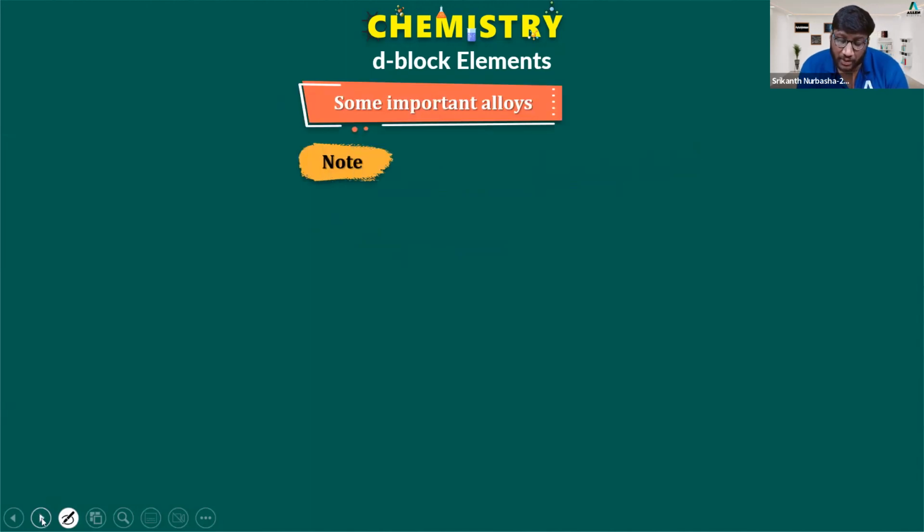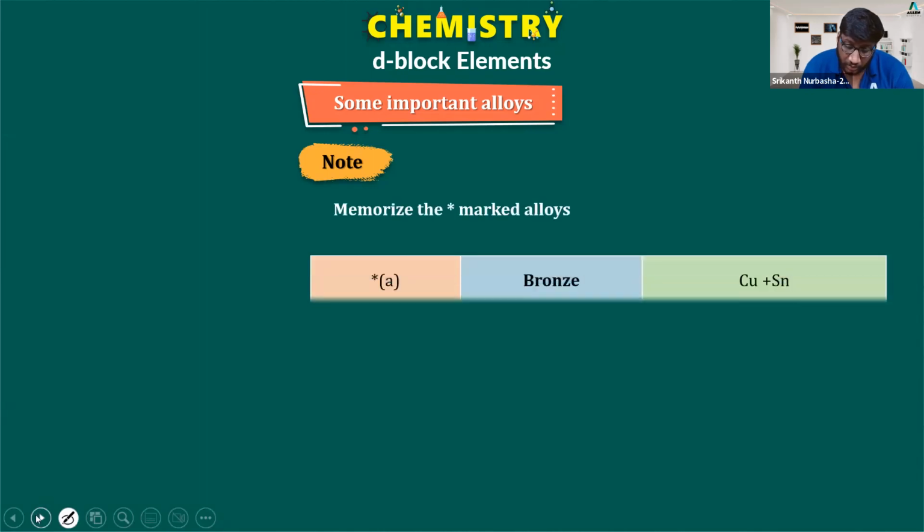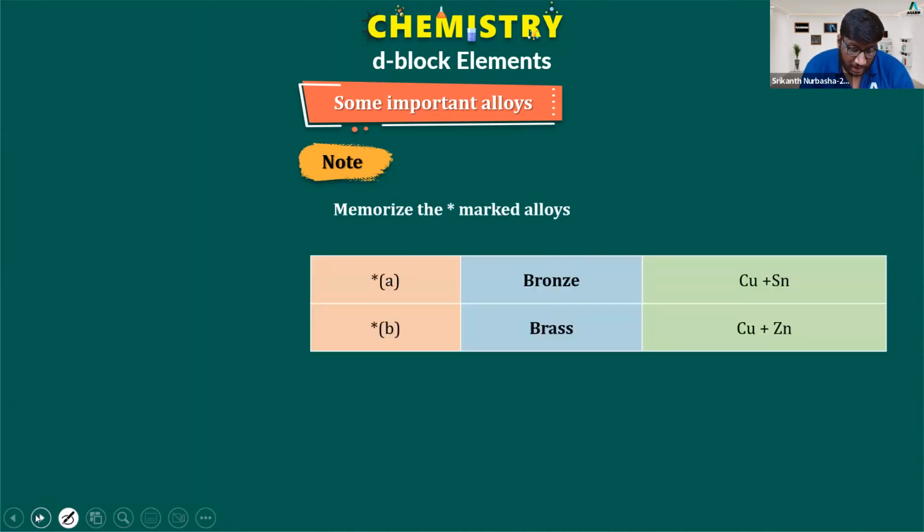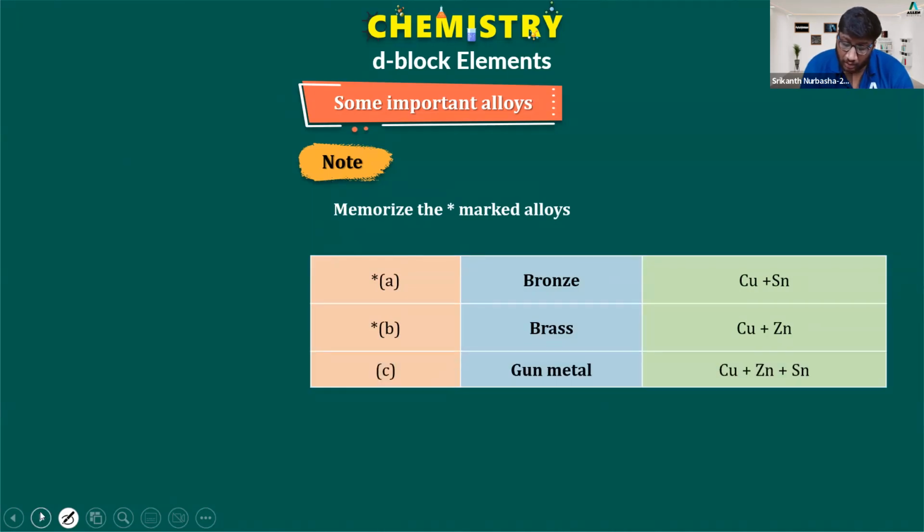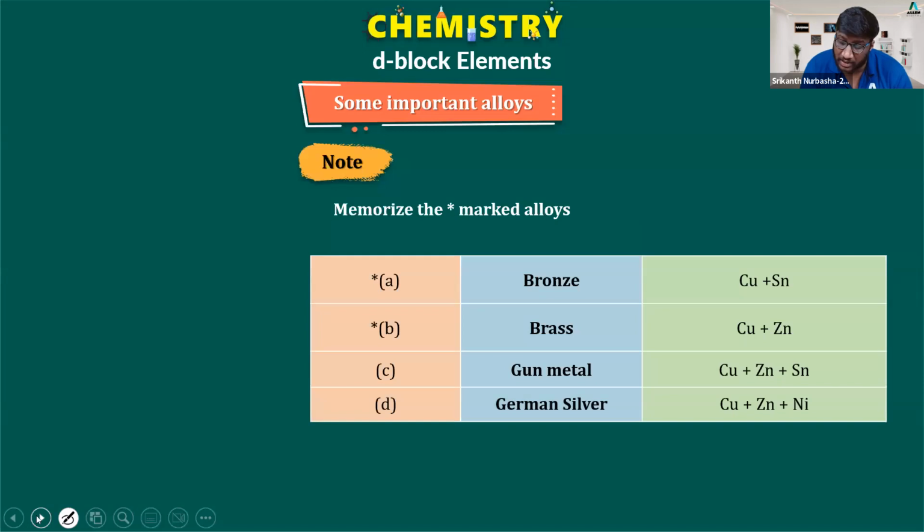Some important alloys you write down, very, very important. All of you note down, memorize the marked alloys. Bronze means you have a combination of copper and tin. Brass means copper and zinc.